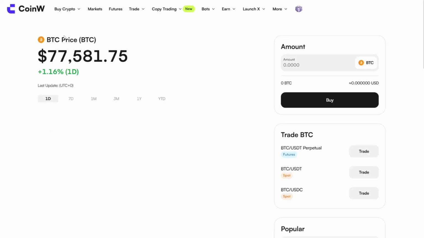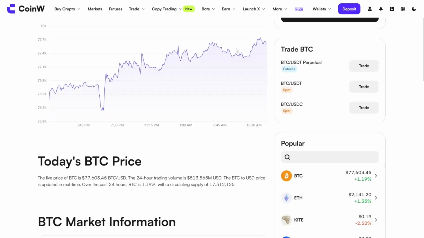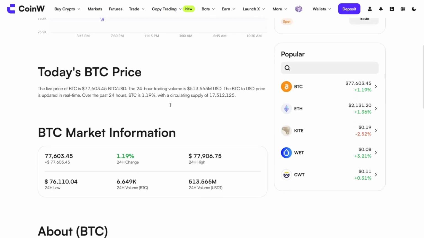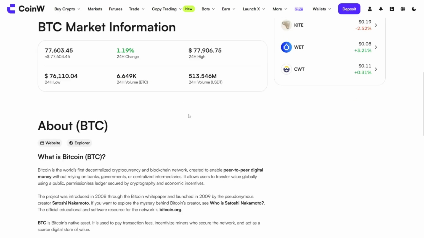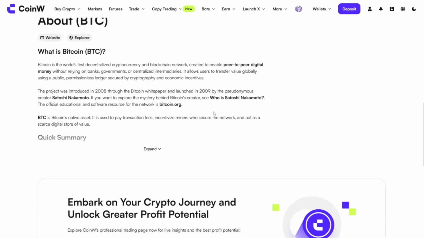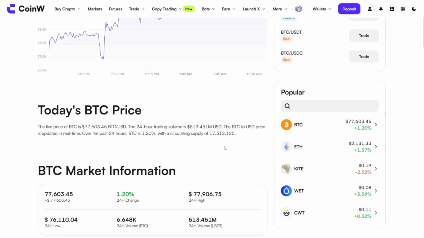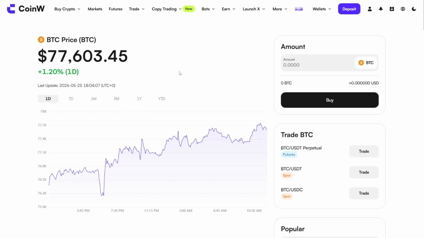If you click on this, it will take you to another page. This is where you can get some info about Bitcoin. You can look at the chart, you can see its price, some market information, and you could see an introduction to the token. If you wanted more of a summary, you can click expand and it will give you more information about Bitcoin. So that is something interesting, especially if you are a beginner.